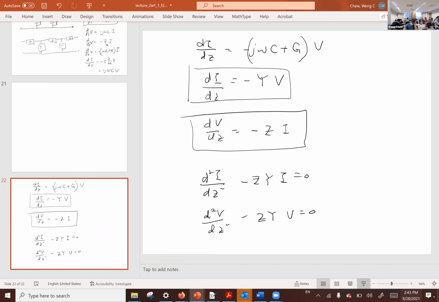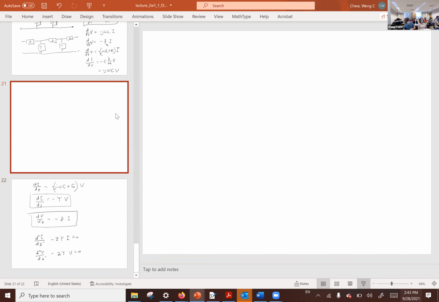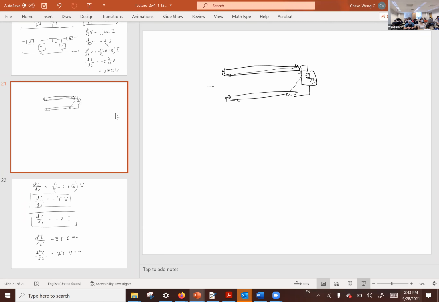So are there any questions? I guess I shouldn't move on, because if I move on, it will be going to the next topic, which is what happens if you terminate this transmission line. Okay, what happens when you terminate this transmission line? So if you have this transmission line, schematically you can make them look like this. What happens if you terminate with the load impedance?